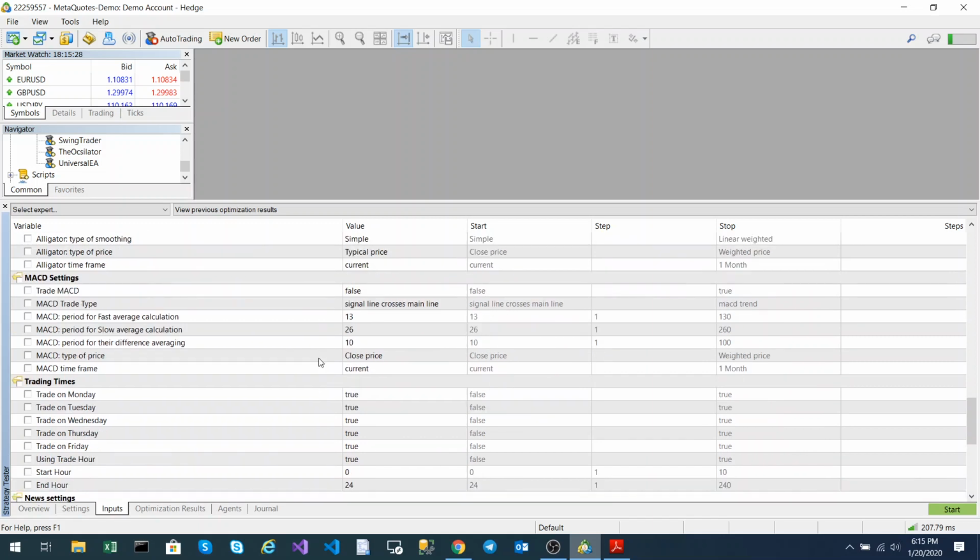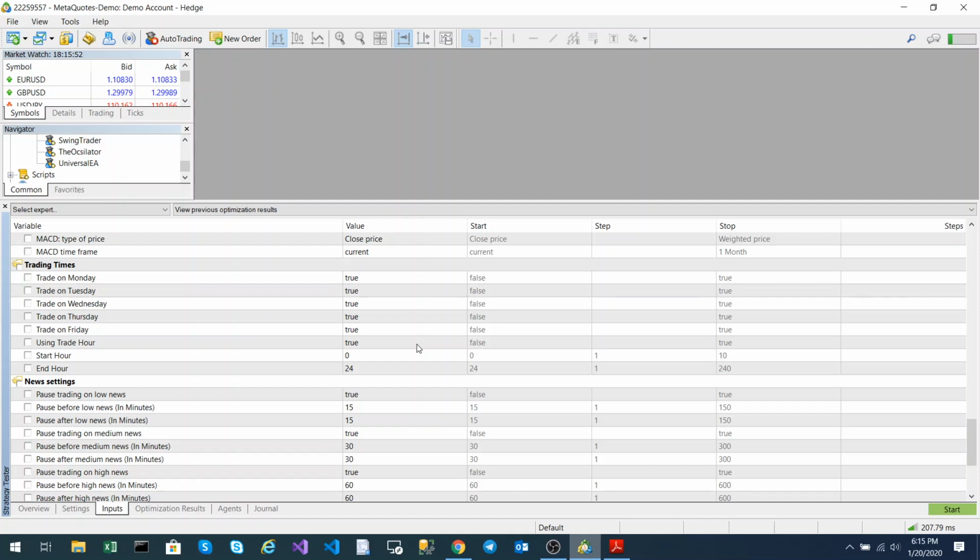Our MACD settings, we also have two trade types on the MACD. Either the signal line crosses the main line, which will cause a buy or sell trade, or we could use the MACD trend. What that does is take the last three MACD lines and check whether they are incrementing. So if the second is bigger than the third, and the first is bigger than the second.